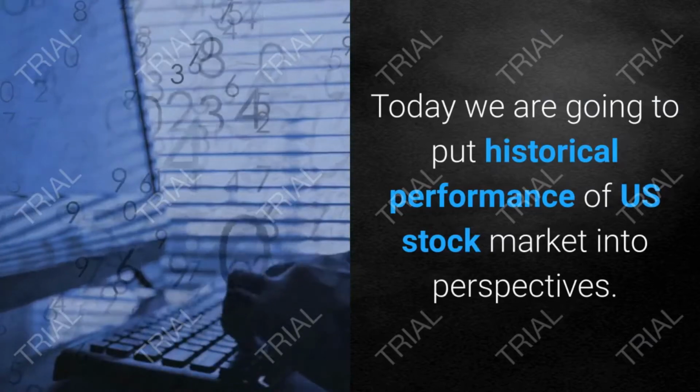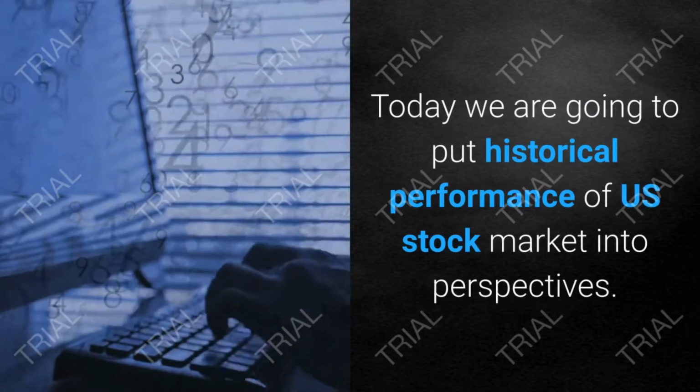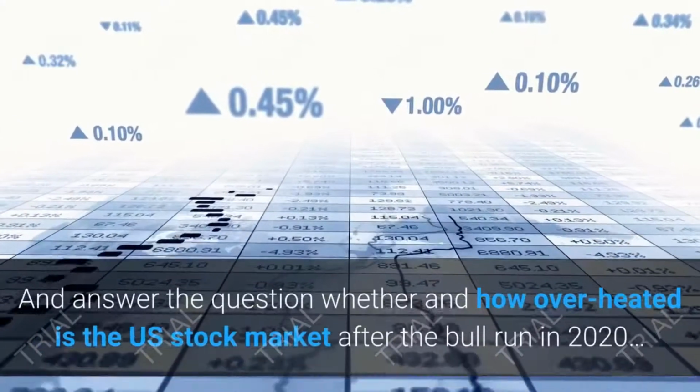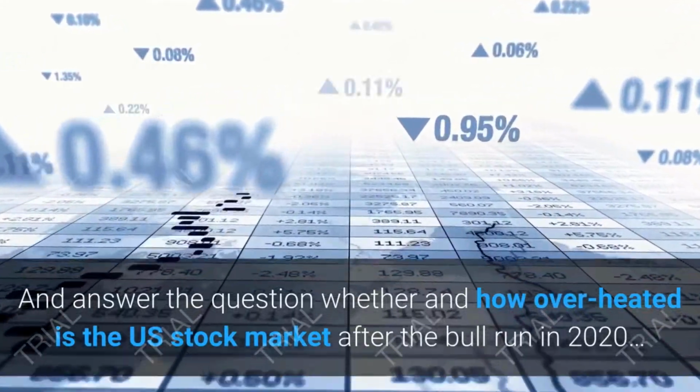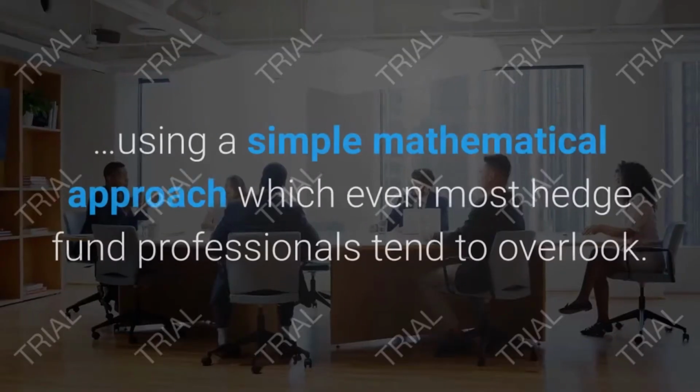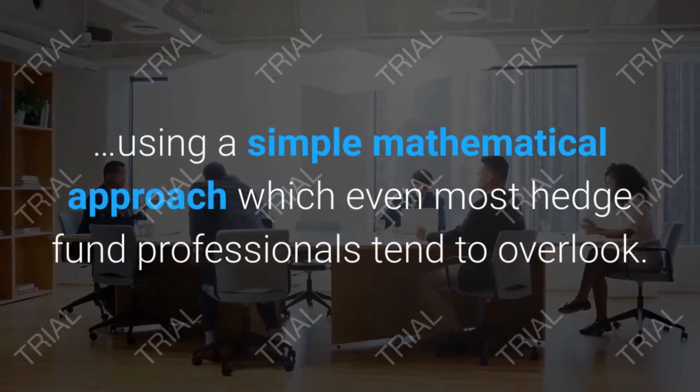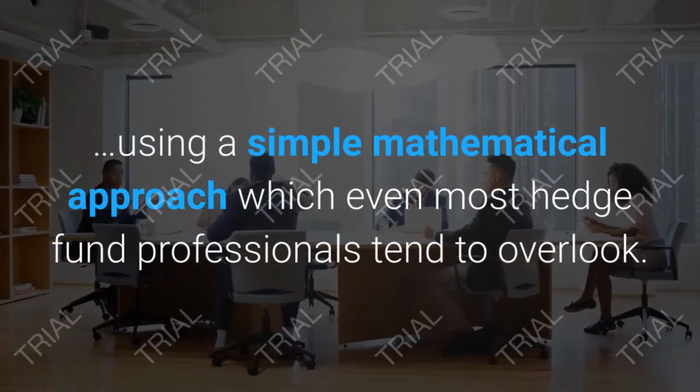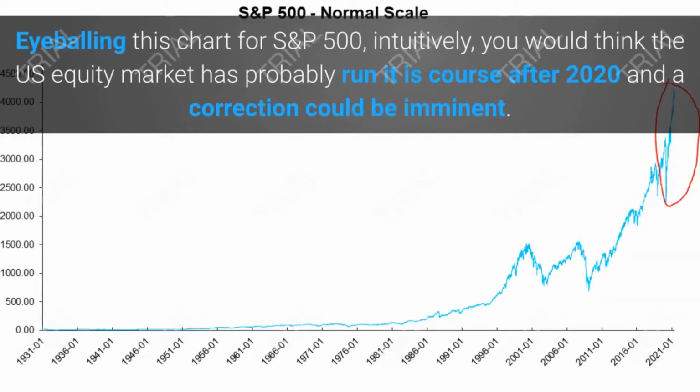Today, we're going to put the historical performance of the US stock market into perspective and answer the question of whether and how overheated the US stock market is after the bull run in 2020, using a simple mathematical approach which most hedge fund professionals tend to ignore. For example, eyeballing this historical chart for the S&P 500, intuitively you would think the US equity market has probably run its course after 2020 and the correction could be imminent.